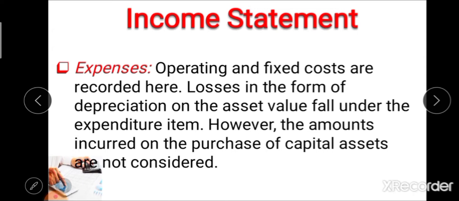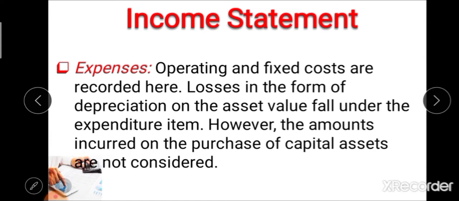And the second one is fixed cost. This fixed cost remains fixed over a period of time. That means there is no effect of increasing or decreasing output. The fixed cost remains the same. So these are the two costs, and the combination of these two costs is known as expenses.